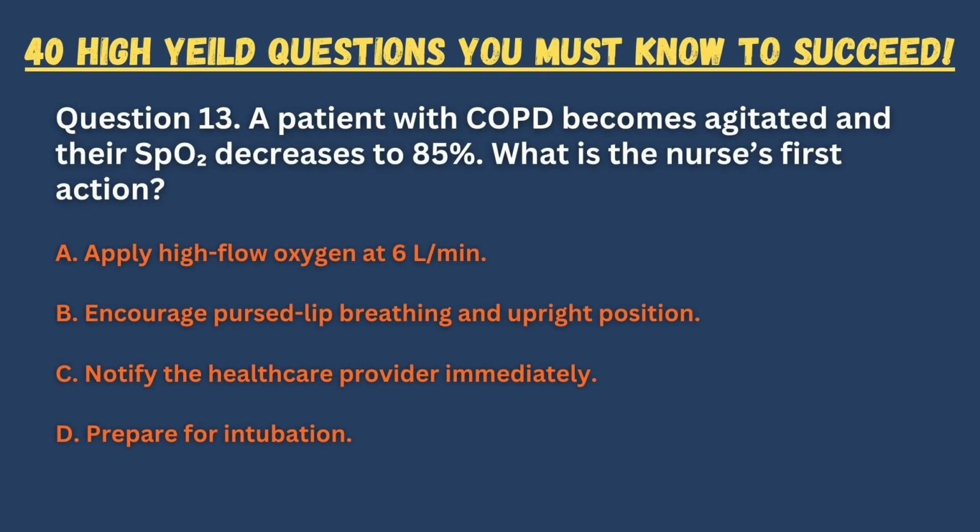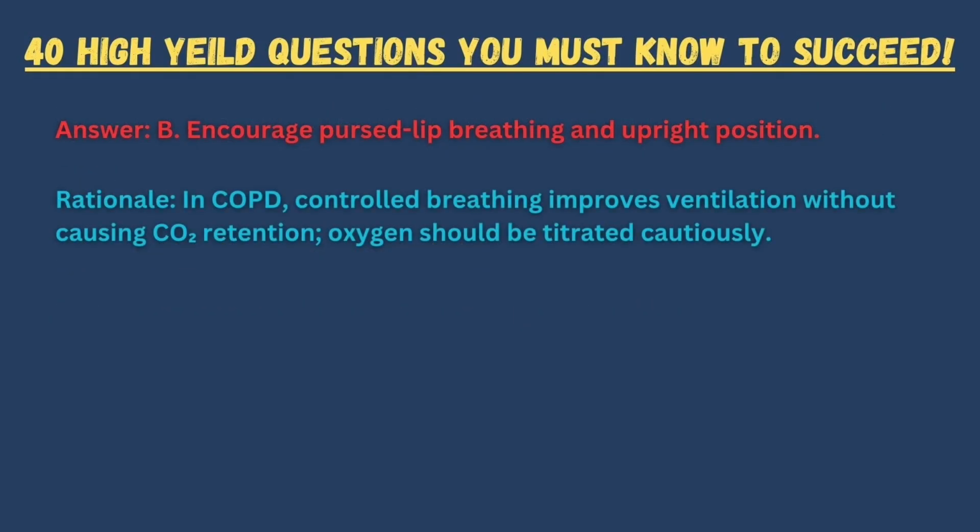Question 13. A patient with COPD becomes agitated and their SpO2 decreases to 85%. What is the nurse's first action? A. Apply high-flow oxygen at 6 liters per minute. B. Encourage pursed lip breathing and upright position. C. Notify the healthcare provider immediately. D. Prepare for intubation. Answer: B. Encourage pursed lip breathing and upright position. Rationale: in COPD, controlled breathing improves ventilation without causing CO2 retention. Oxygen should be titrated cautiously.